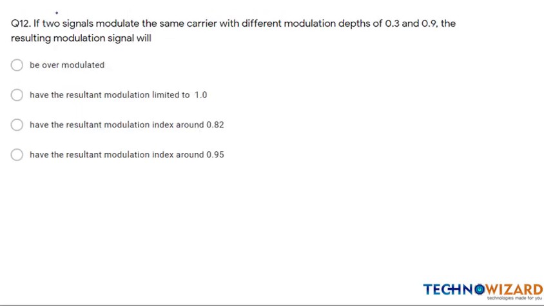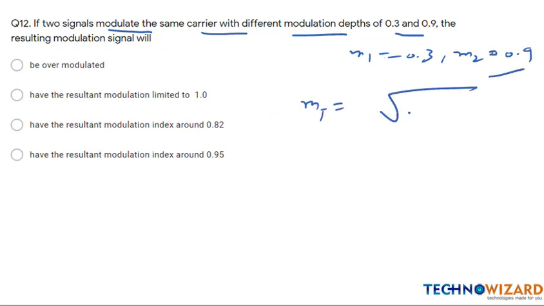Question number 12. If two signals modulate the same carrier with different modulation depths, that is M1 is given by 0.3 and M2, the second modulation, is given by 0.9. Now we have to find the resulting modulation, that is total modulation, which is equal to square root of M1 square plus M2 square.